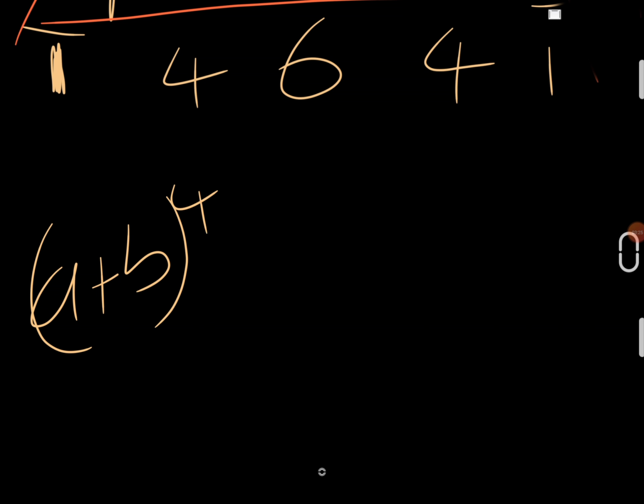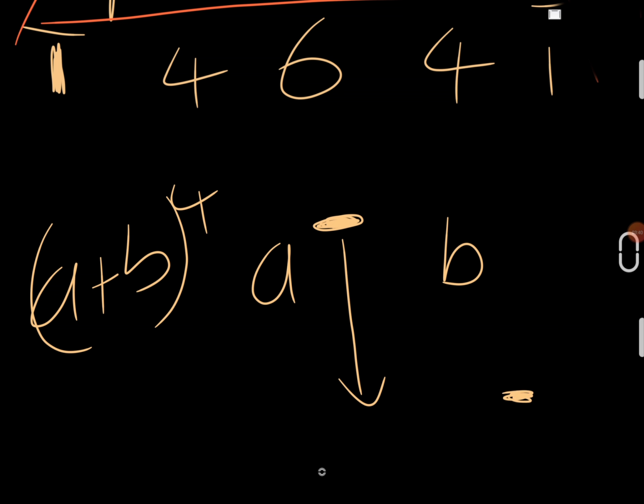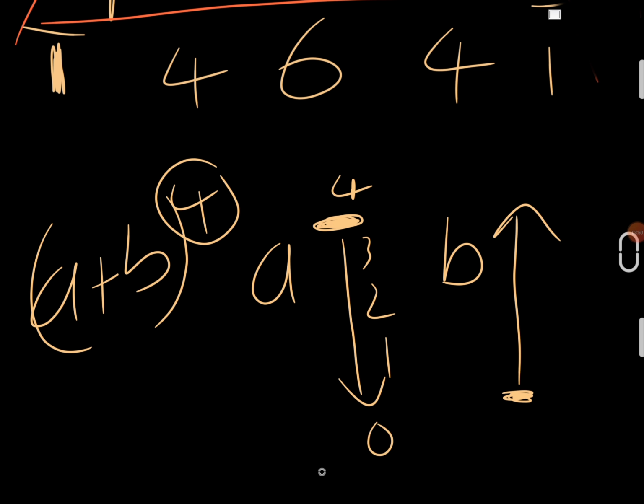How to find it? We came to know in the last class that the powers of a start from the maximum power and then keep decreasing. Then the powers of b start from the lowest power and keep increasing. In this case, the highest power is 4. So the power of a starts from 4 and goes 3, 2, 1, 0. The power of b starts from 0, the minimum, increases to 2, 3, and the maximum is 4, because the power of (a plus b) is 4.